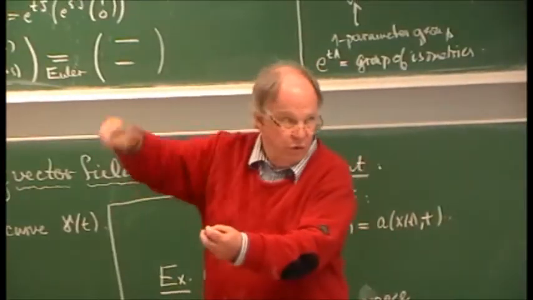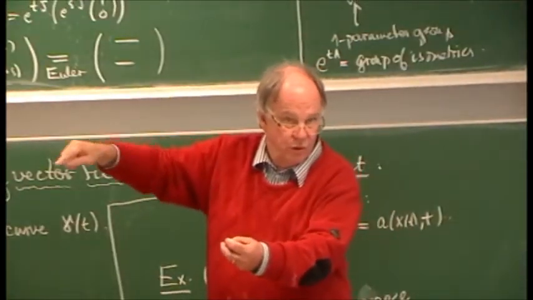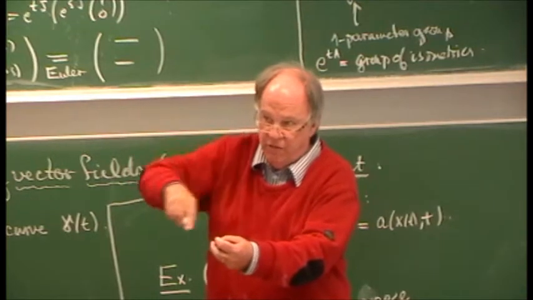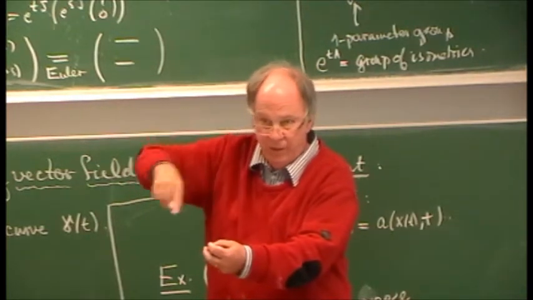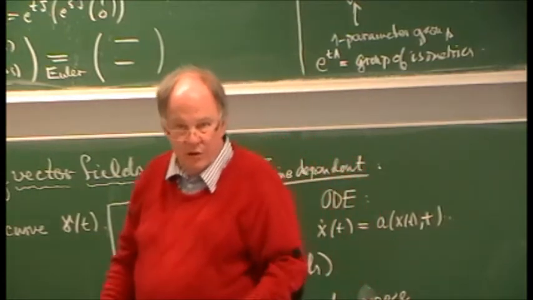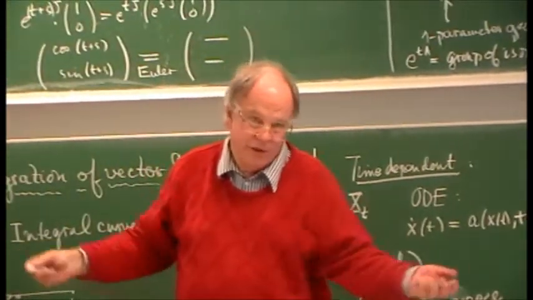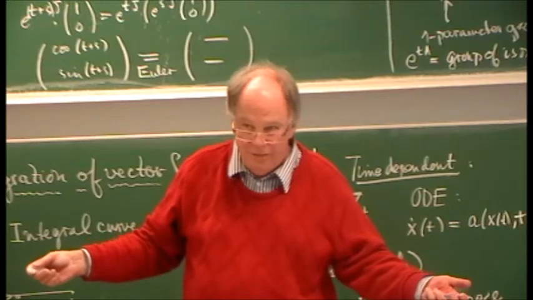The level sets of the norm are invariant. Norm 1, norm 2, and so on, they're all invariant. That means the curve has to stay inside the level set, right? And now you check that the only possible curve inside a level set is the level set itself, right?